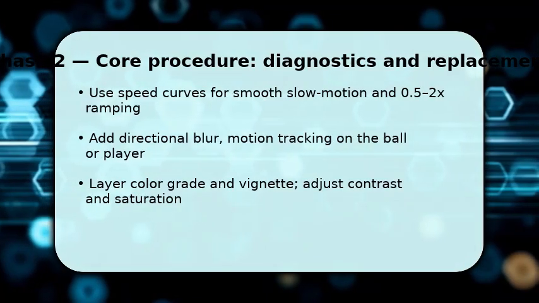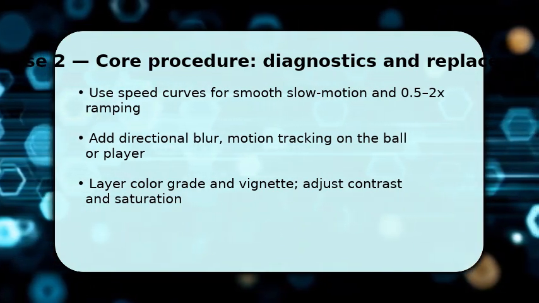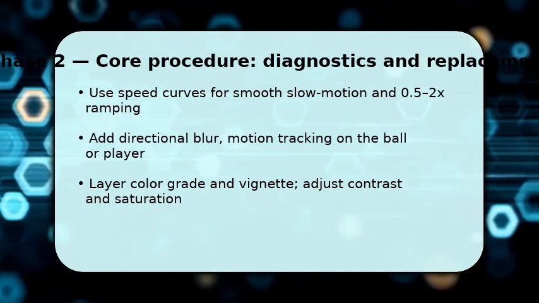Now you craft the action. Place your key clips on the timeline and apply speed ramps. Choose a smooth curve for entry and exit, and use 0.5 slowdowns at the peak to emphasize impact.